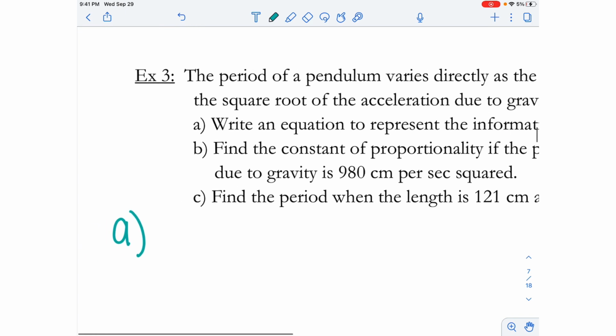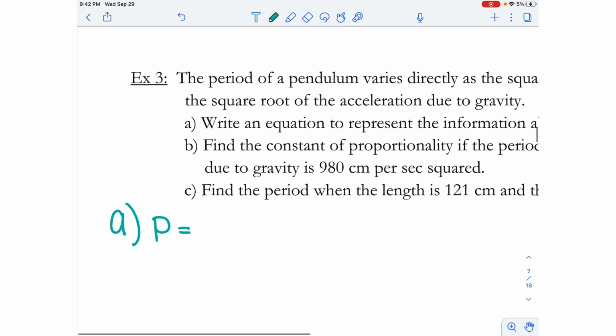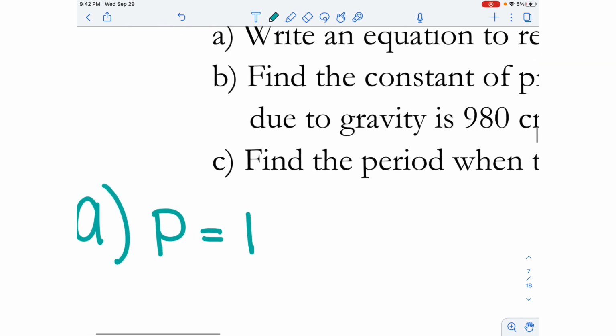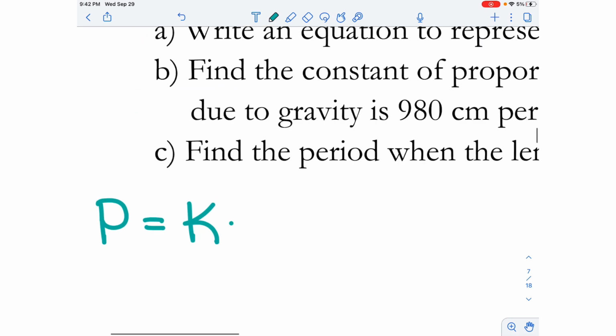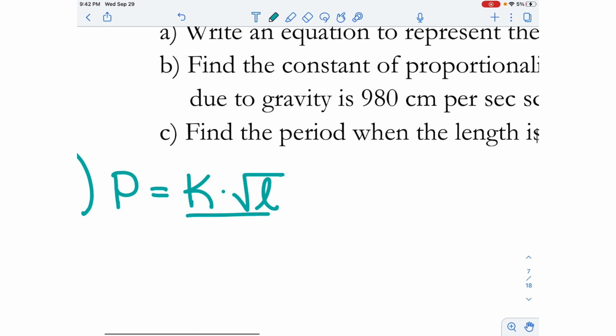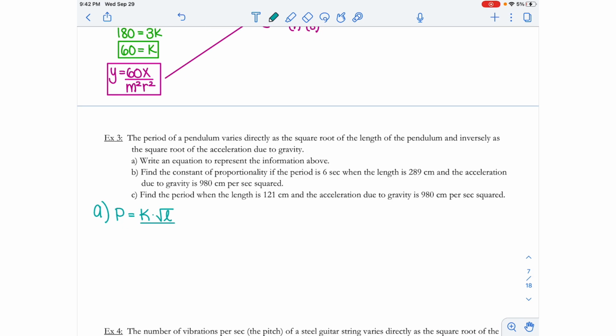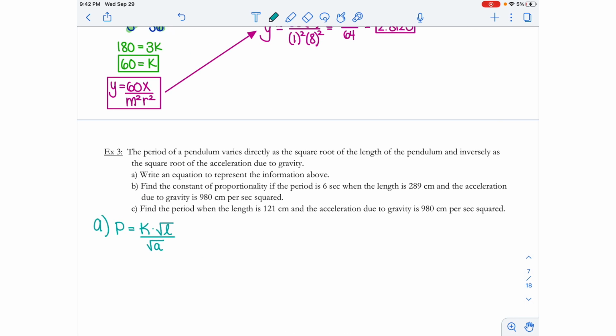Okay, the period of a pendulum varies directly. So I'm going to do P for period. And varies means equals, and it says directly, so I'm going to put a K right away, times whatever comes next, because directly means to multiply. The square root of the length. So square root, I'll do L for length. And inversely, that means now divide. Inversely means divided by the square root of the acceleration due to gravity. So let's do the square root of A for acceleration.